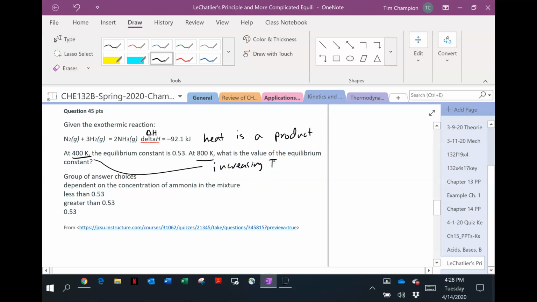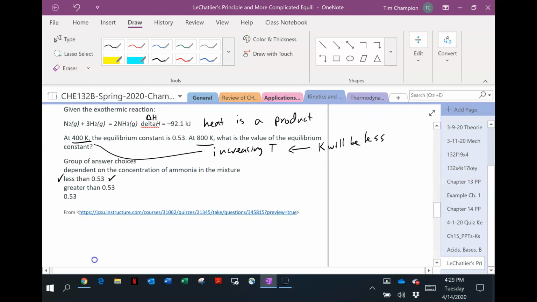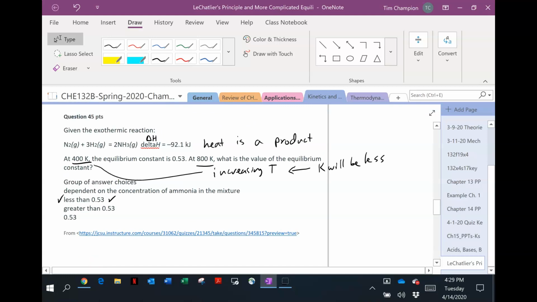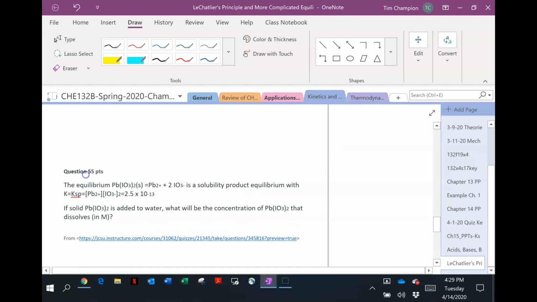If heat's a product, that's like adding product, so that's going to cause a shift that way. K will be less because we're making more reactants and less products. So the answer is less than 0.53 for that one. If delta H had been positive, that heat would have been a reactant and the equilibrium constant would have gone up on increasing temperature.